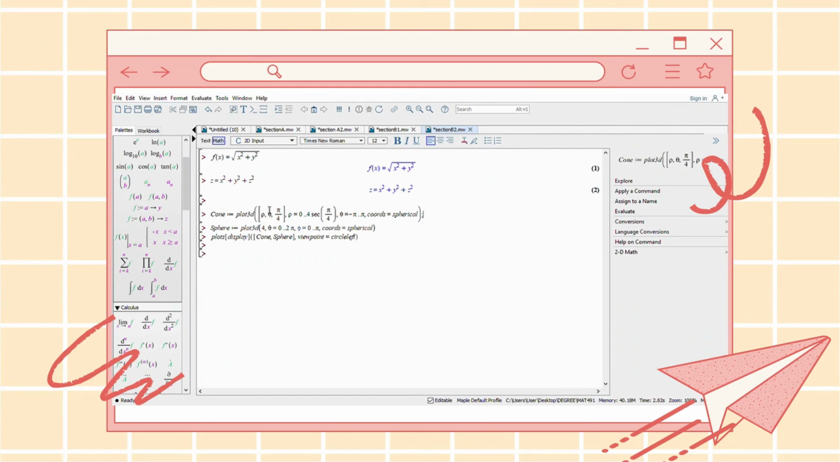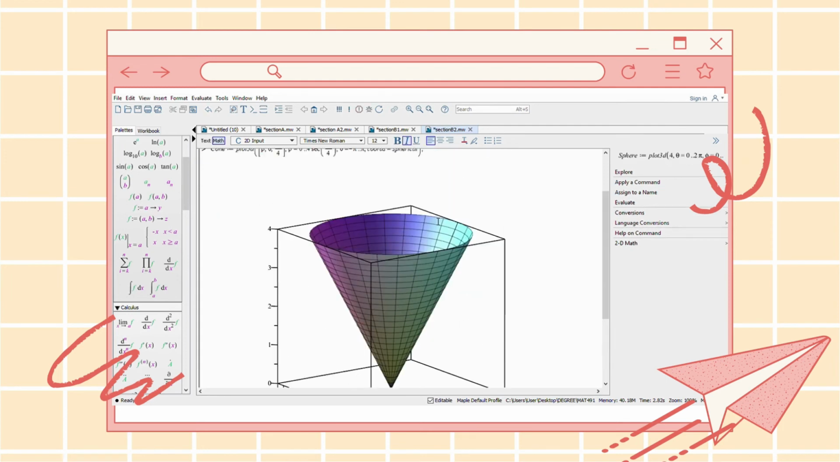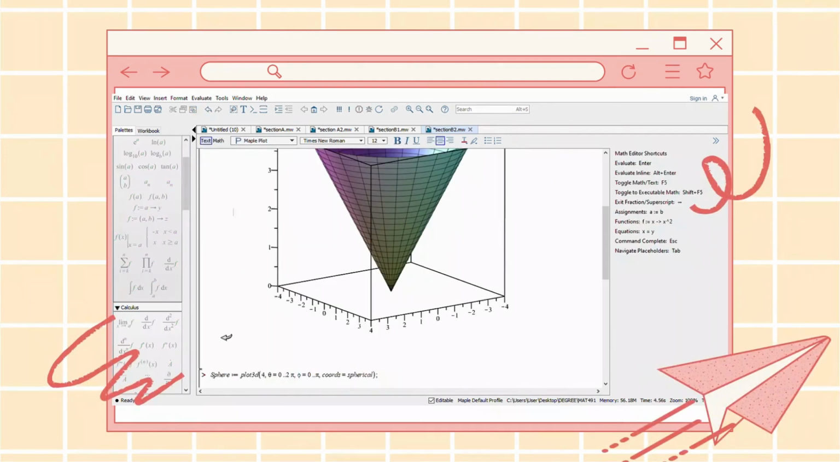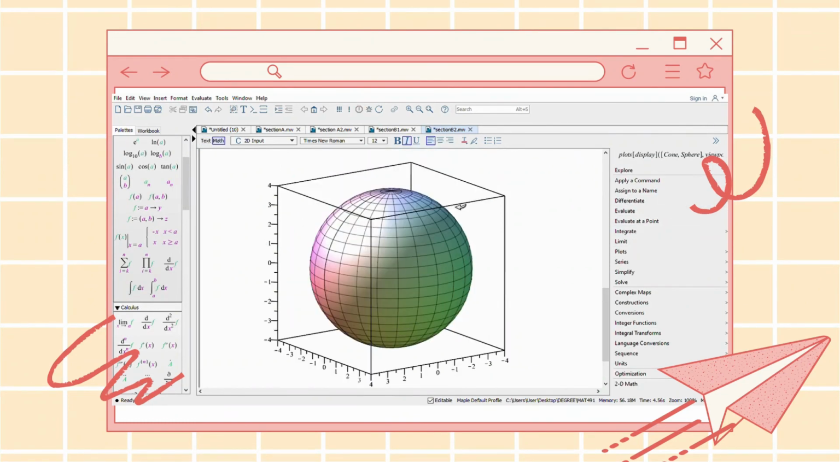Rho is the distance from the point to the origin, theta is the longitudinal angle, and the reason for pi over 4 here is because, as we know, for a spherical cone the phi is equal to pi over 4. Now let's see how it looks for this command. So this is the cone. Next, the command for the sphere equals plot 3D for theta equal to 0 until 2 pi and phi equal to 0 until pi and the coordinates equal spherical. The output looks like this. So this is the sphere.